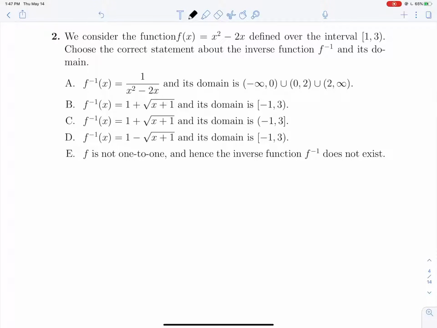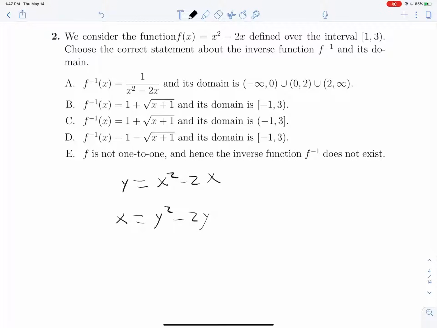Question 2, let's consider this function defined on that interval, including 1, excluding 3 here for those endpoints. Choose the correct statement about the inverse function and its domain. So solving for the inverse of this function, we can rewrite this function as y is equal to x squared minus 2x. And we'll find our inverse by swapping all of our x's and y's. So we have x is equal to y squared minus 2y.